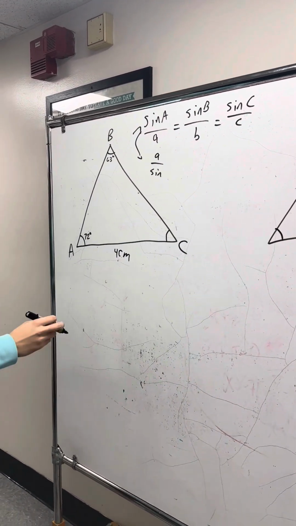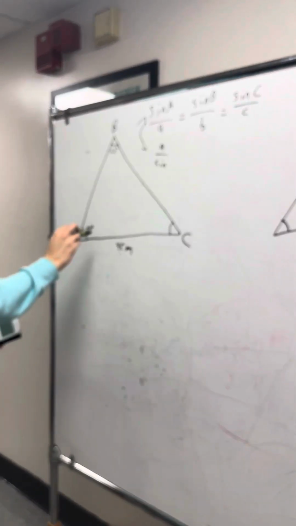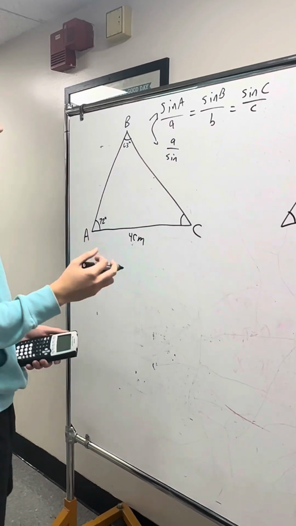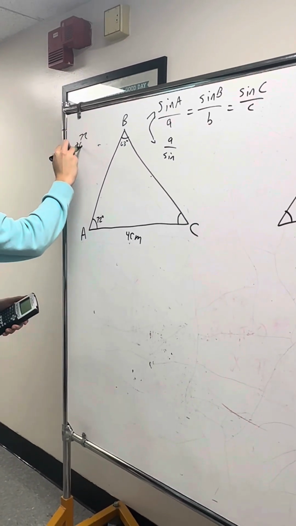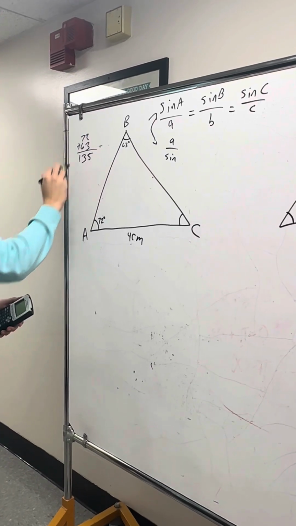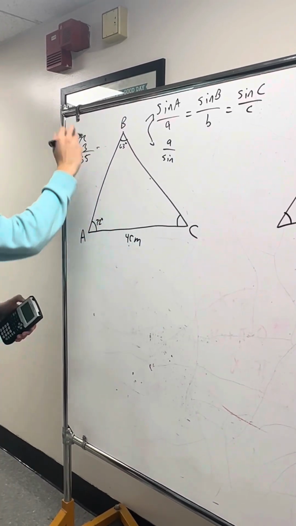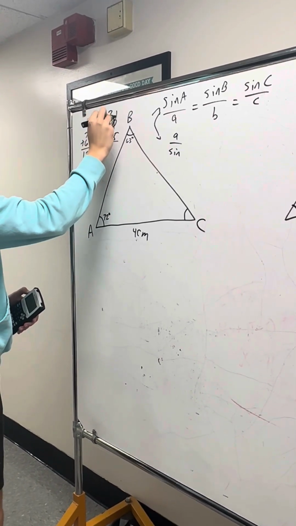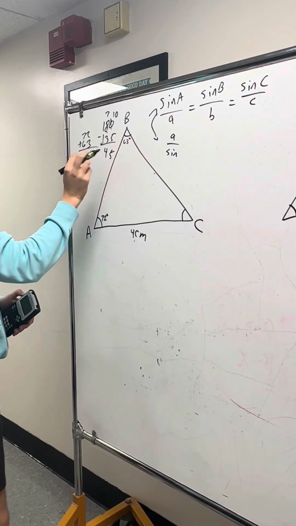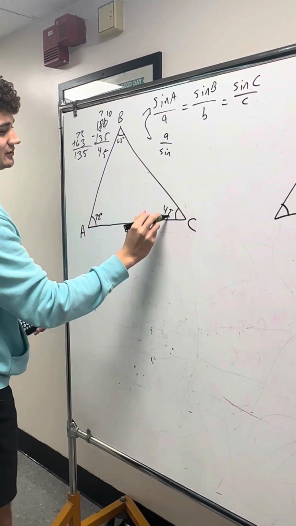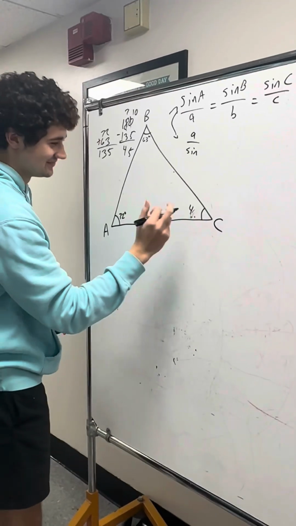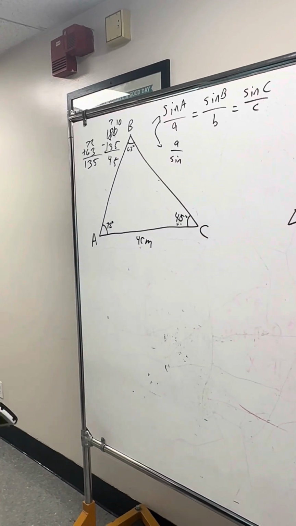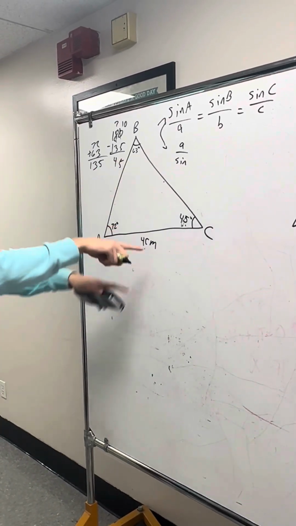So this is the first problem. First thing I like to do is, if you have two angles, we know a triangle adds up to 180. So you do 72 plus 63, 135, big numbers. Then 180 minus 135 is 45 degrees. That's 45 degrees.